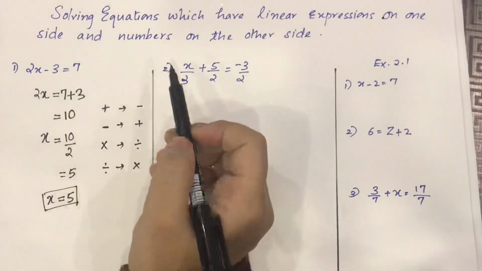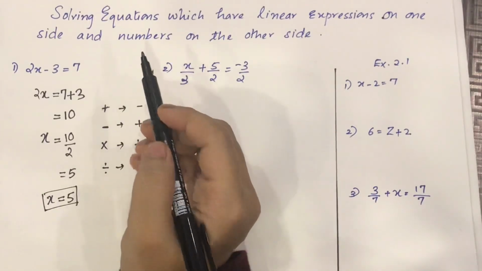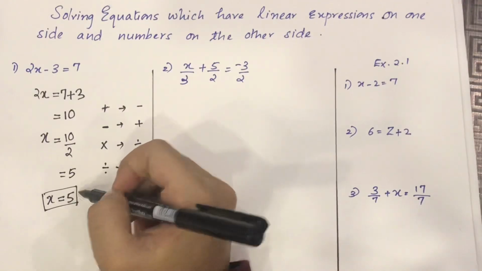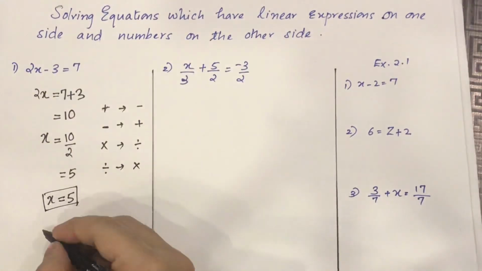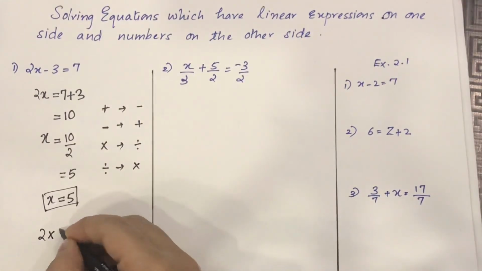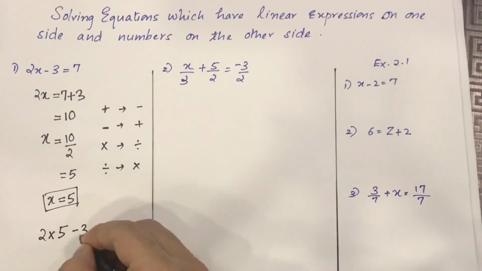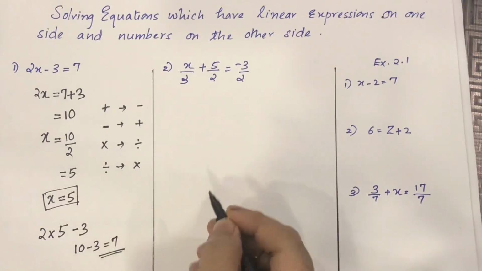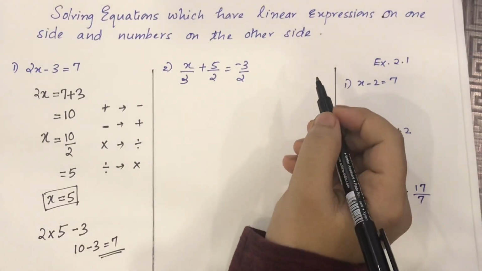So if you want to verify whether your answer is correct or not, what you have to do is put the value of x back into the equation. That is 2 into 5 minus 3. What is 2 into 5? You get 10. 10 minus 3 is equal to 7. So your answer is correct. Now, let's look at the next question.